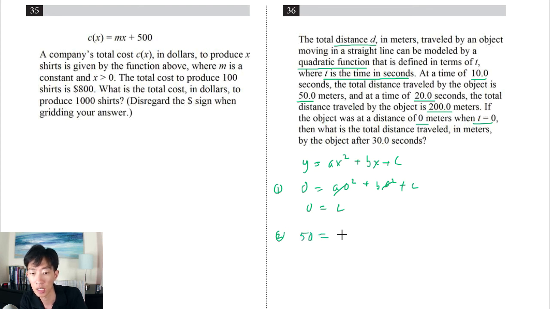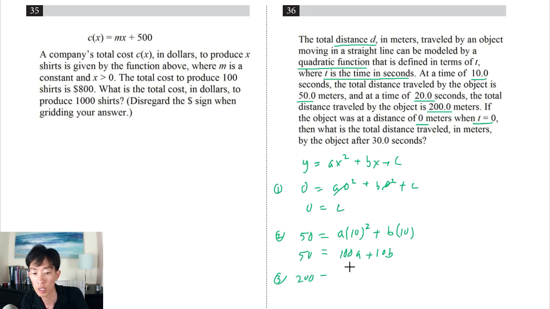Distance 50 equals a times 10 squared plus b times 10. So that becomes 50 equals 100a plus 10b. Now let's look at our third situation where time is 20 and the distance is 200.